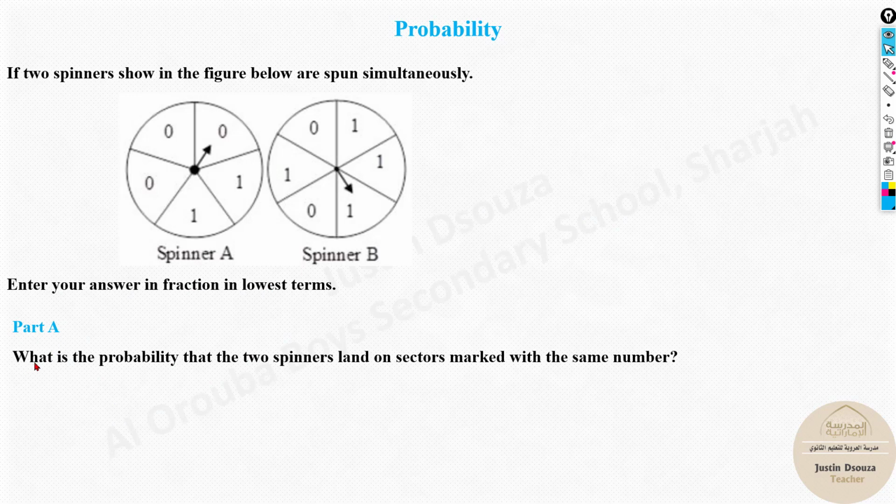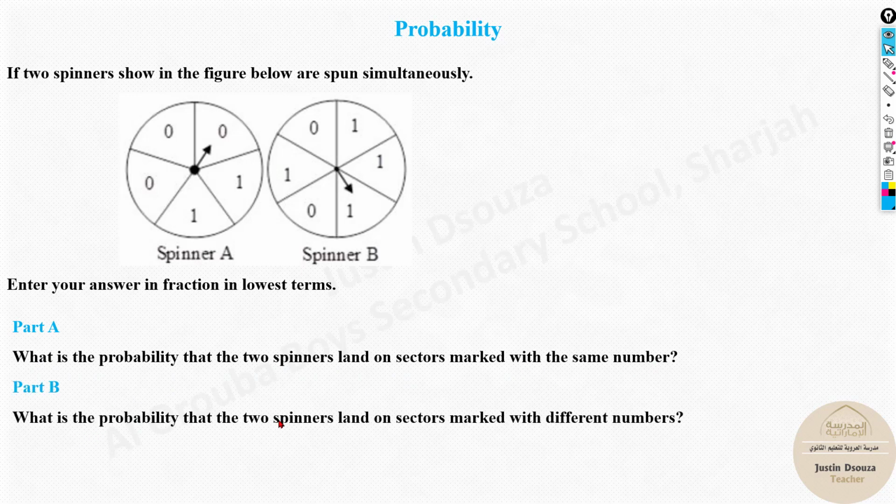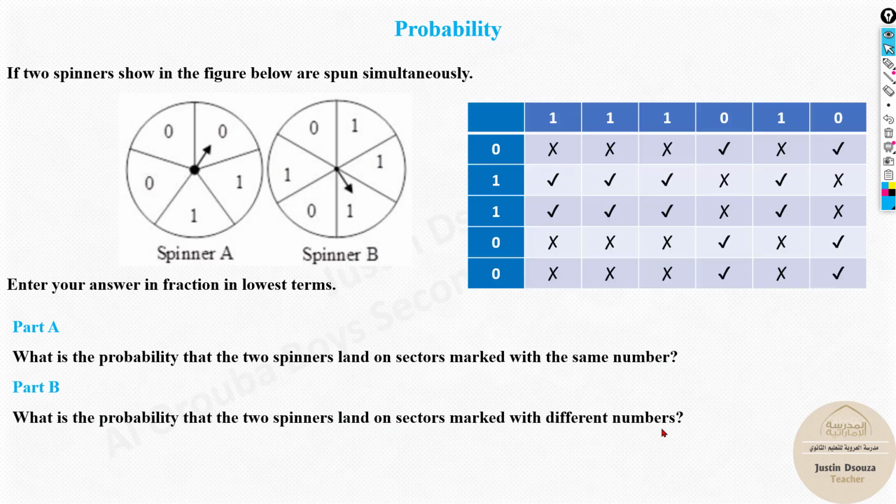First is part A. What is the probability that the two spinners land on sectors marked with the same number? What is the probability that two spinners land on sectors marked with different numbers? Okay. So now this over here, I will tell you how to do it. Very, very important. It also comes with die problem. You know, 6 faces are there of 2 dice. You will have to draw it. But now in this case, let's see what it is.